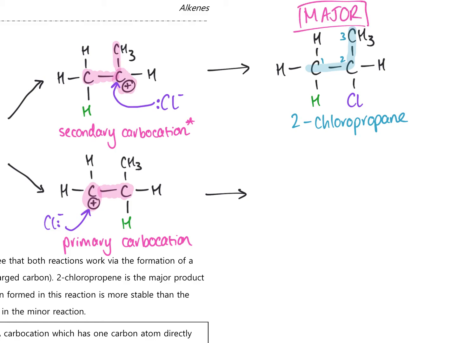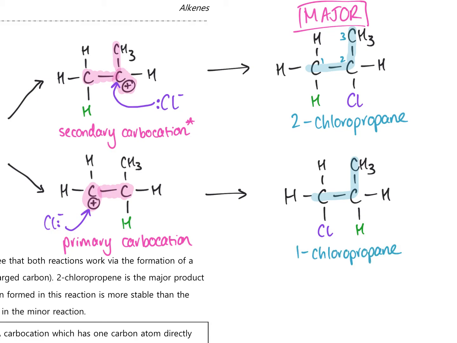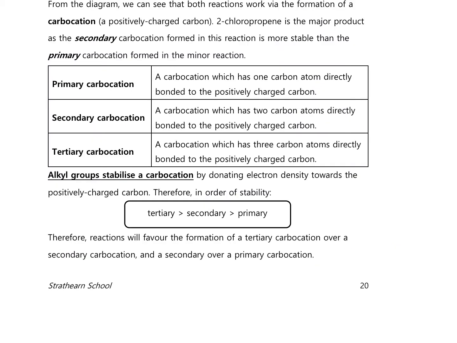And what's our other product going to be, our minor product? Well, our hydrogen and chlorine atoms have just added the other way round. Let's think what the name of this product is. There's our longest chain. Again, it's going to end in propane. And this time our chlorine substituent is on carbon number 1. And so this is called 1-chloropropane. And this will then be our minor product. And that's because it proceeded via the primary carbocation, which is less stable than our secondary carbocation, which led to our major product.